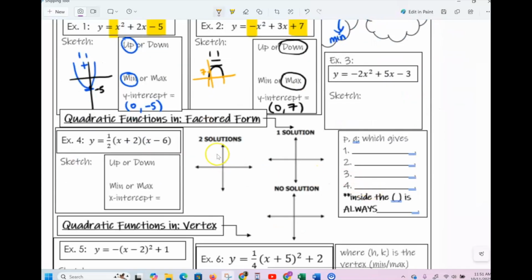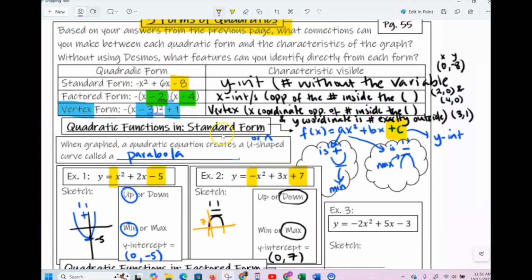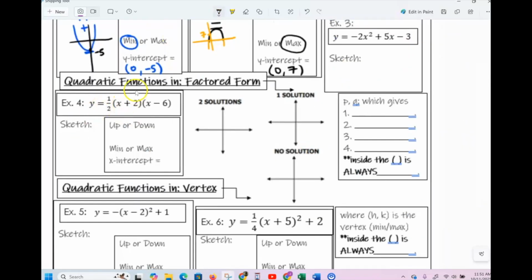So now that we've looked at standard form, let's look at factored form. So what can I get from factored form? From factored form, I'm getting my x-intercept. And all you have to remember is the opposite of the numbers inside the parentheses. We have parentheses right here, parentheses right there. So these are the numbers that I'm looking for.